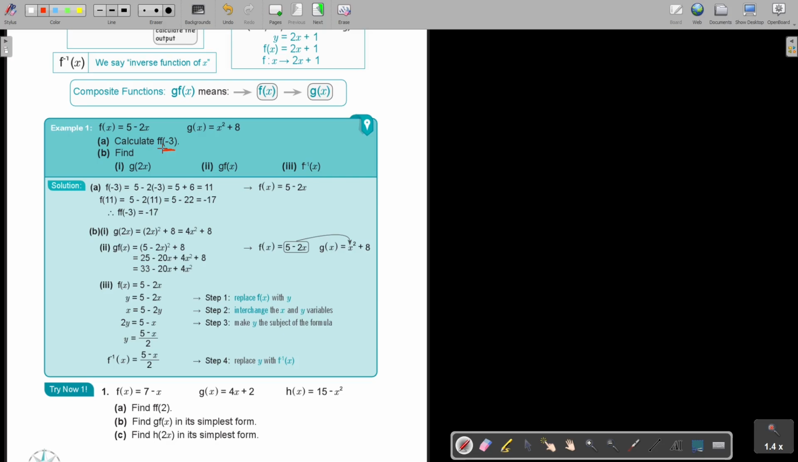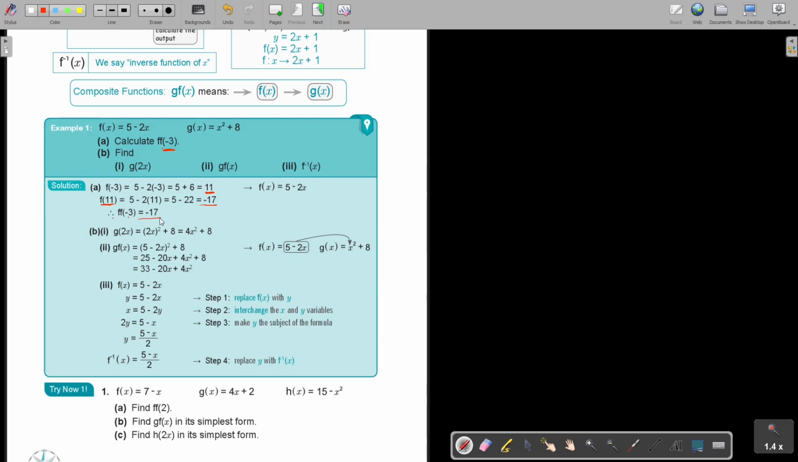I put in the negative 3, and it's 5 plus 6, and it's 11. And now I'm going to substitute into f, f(11). So it's 5 minus 2 times 11. So it's 5 minus 22, and that's negative 17. I can end by just saying, therefore, f(f(-3)) equals negative 17.